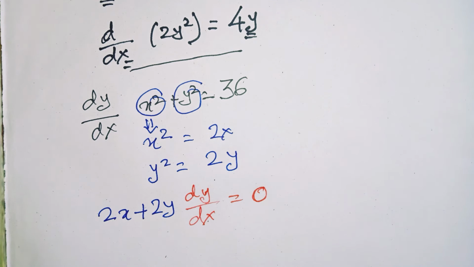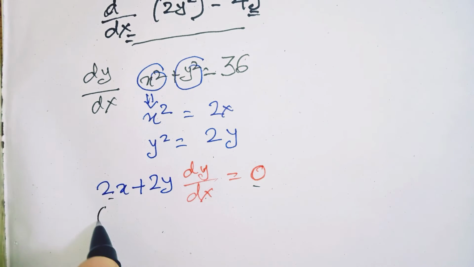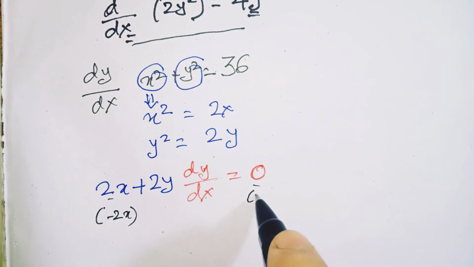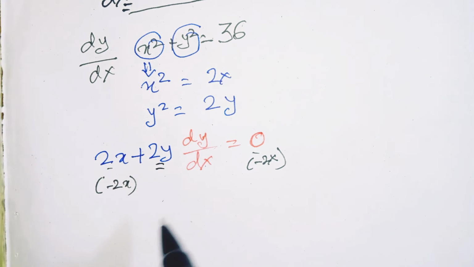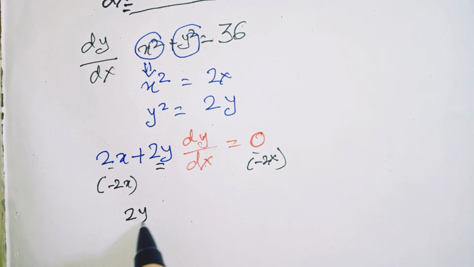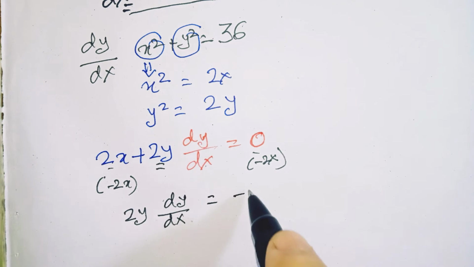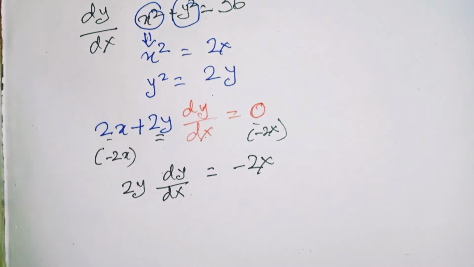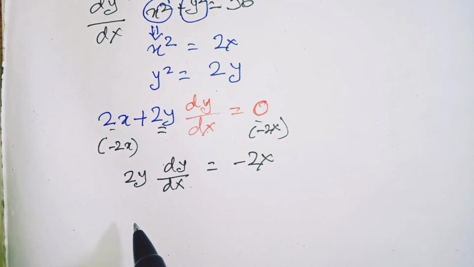In order to further solve, we are subtracting what is not required. From both sides, I take out minus 2x. So only this part remains, and we can write 2y dy by dx, the attached term, equals minus 2x. Clear? In order to get rid of this 2y which we don't want, we are dividing both sides by 2y.